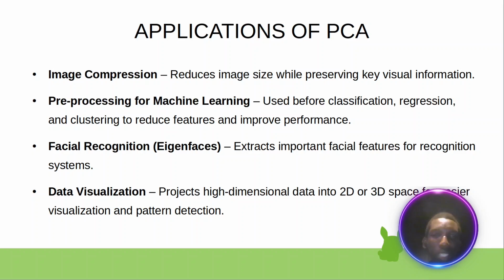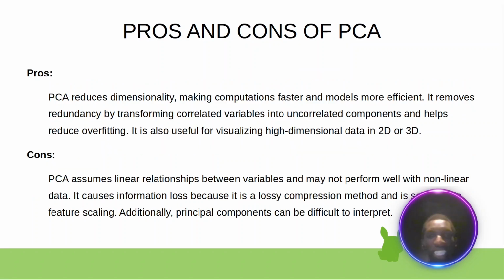It is used in pre-processing for machine learning. We don't want our images to be large, but also we don't want them to lose key information. It's used in facial recognition, and also it's used in data visualization. It also has its pros and cons. So PCA reduces dimensionality. It assumes a linear relationship as its con. I'm not able to go through all its pros and cons for now due to time constraints. But basically that's it.